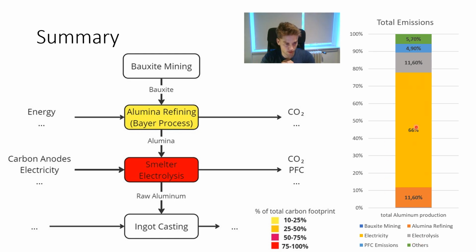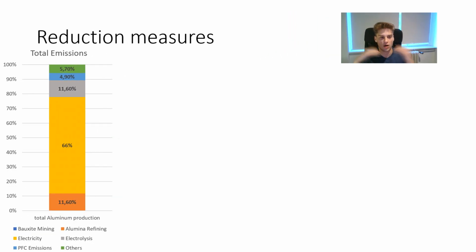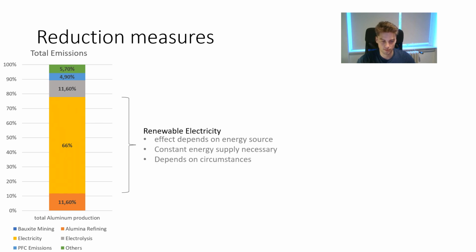Okay, so now that we have this information, we can ask ourselves, how can we reduce the greenhouse gas emissions in the aluminum industry? We can start by looking at the biggest leverage, the biggest chunk, which is electricity. By applying renewable electricity, renewable energy, we can reduce this part very much.